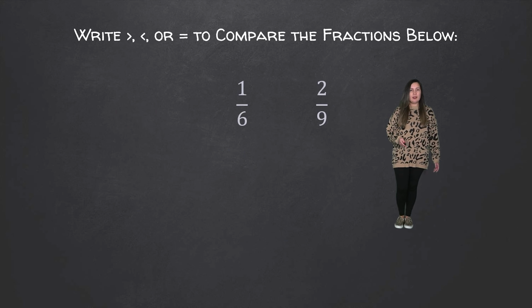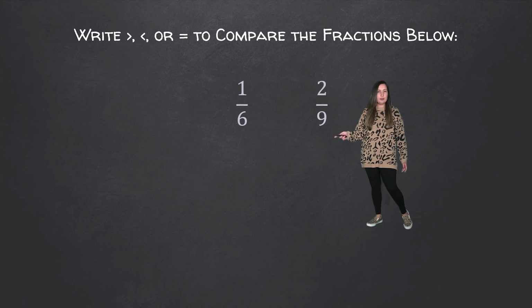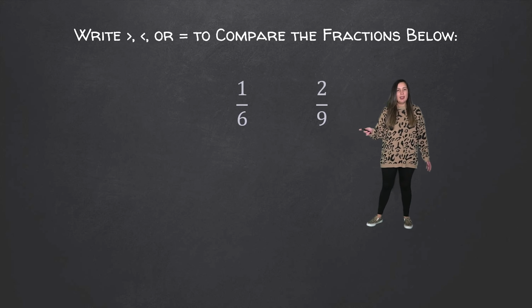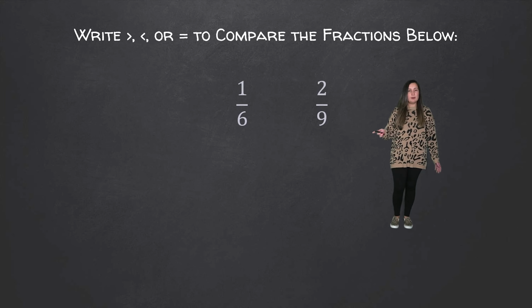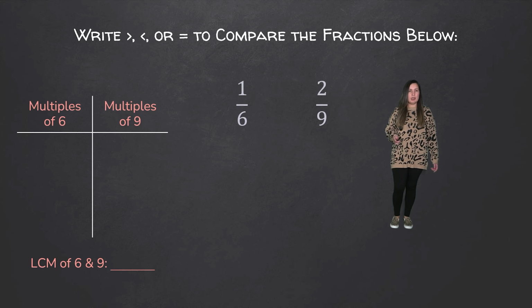So here we have our final example where we have 1 over 6 and 2 over 9. Now, in order to compare these, we have to make sure the denominator is the same. So we're going to find the least common multiple for our denominators.